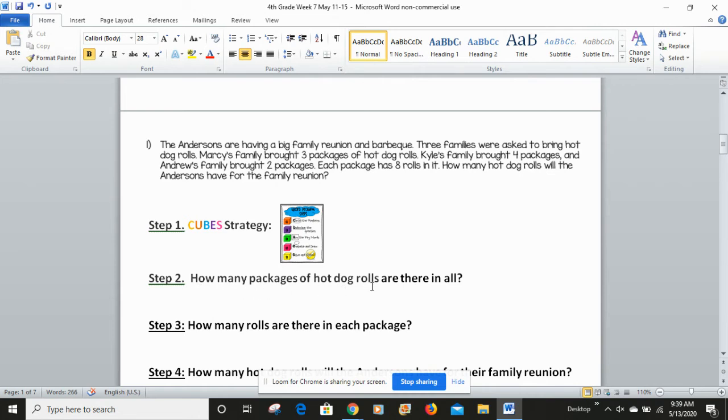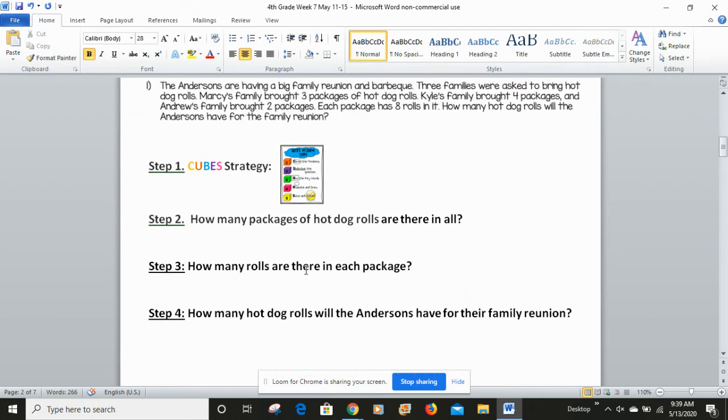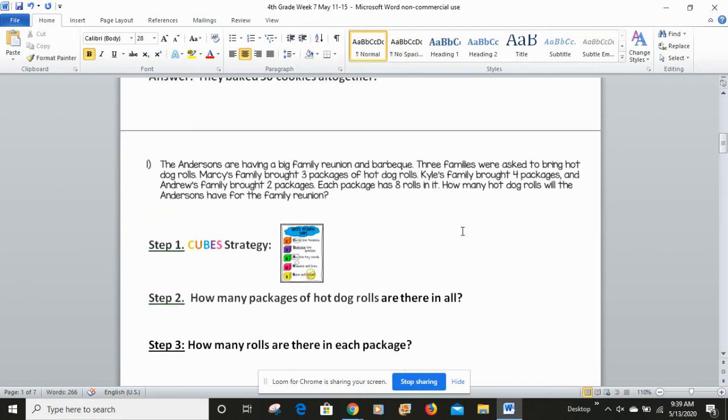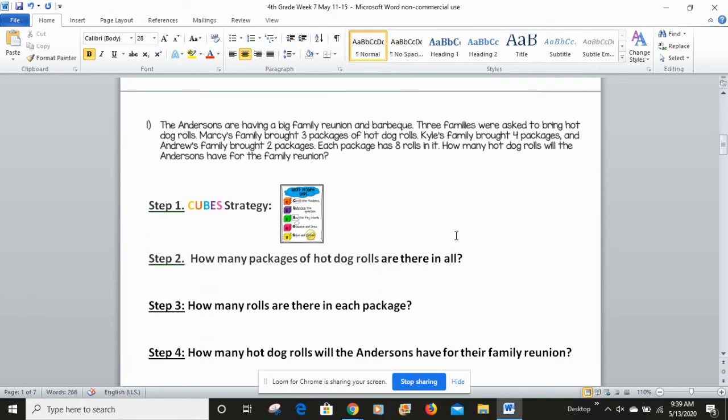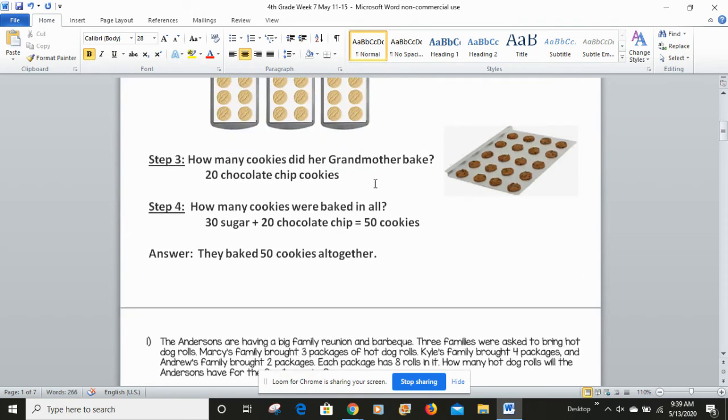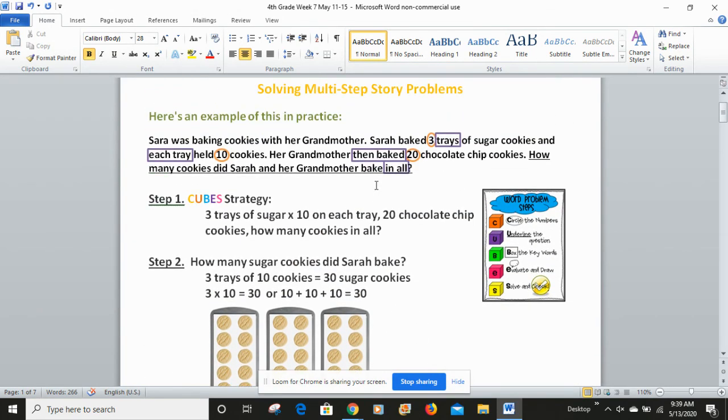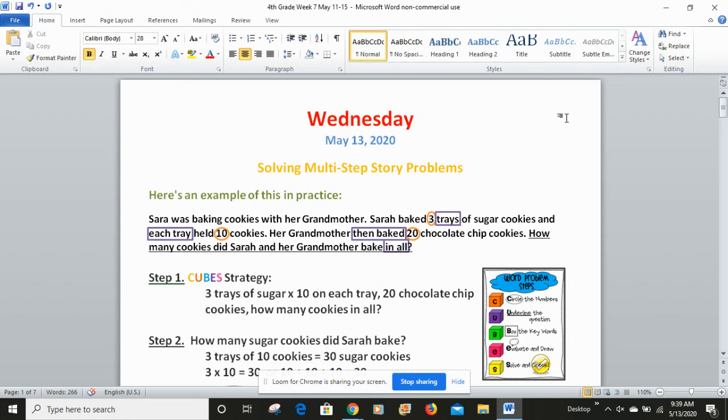How many packages of hot dog rolls are there in all? So there's 3 families bringing hot dog rolls. How many packages are there? And then how many rolls are in each package? You can figure that out from the story question. And then how many hot dog rolls will the Andersons have for their family reunion? So how many hot dog rolls will there be all together? So it's a simple strategy, just a 4-step method, asking yourself some questions, digging out the information from the story, and figuring out what you're going to do to solve it.